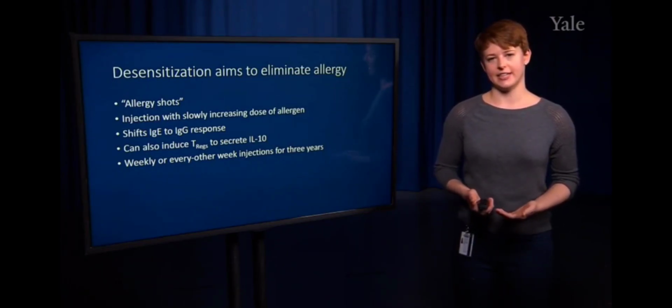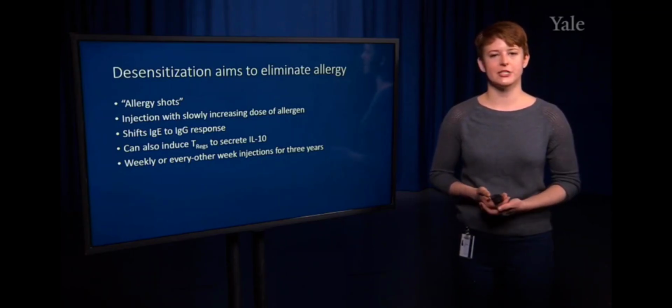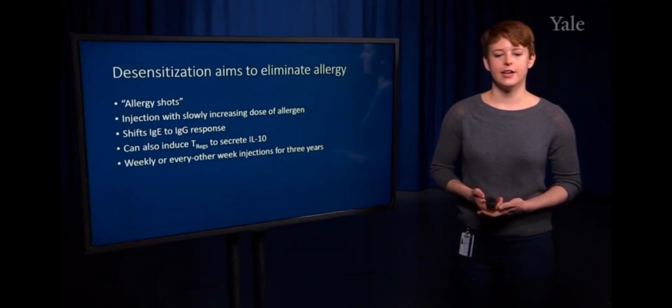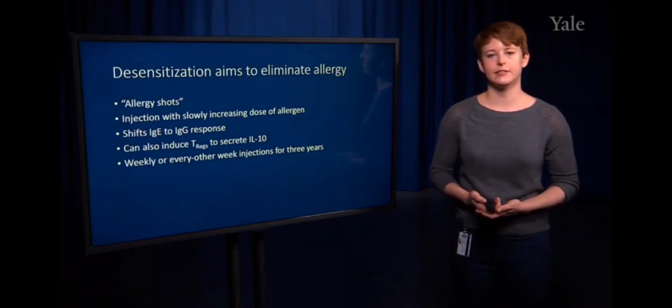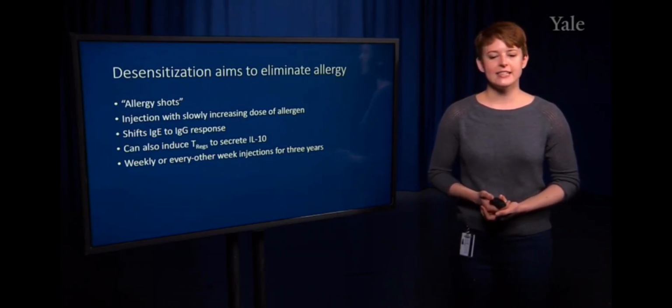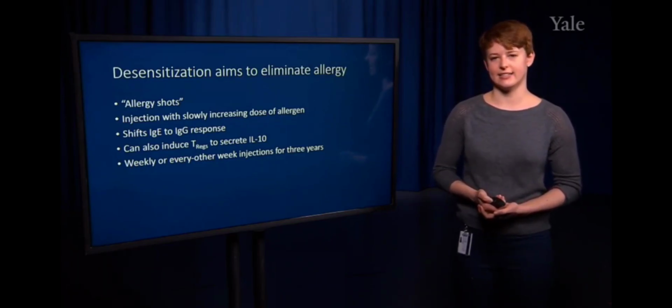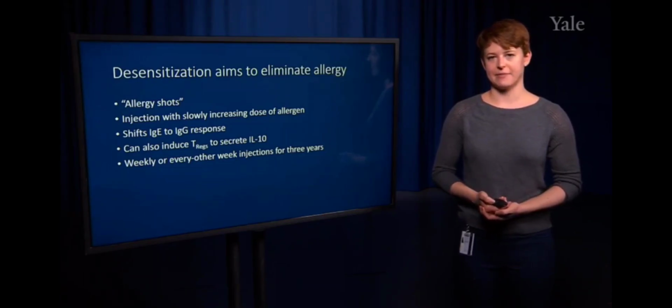And this helps shift the immune response from an allergic IgE response to more of an IgG response, which is less likely to cause mast cell degranulation. This can also induce regulatory T cells to secrete IL-10 and TGF-beta, which helps suppress that mast cell degranulation.